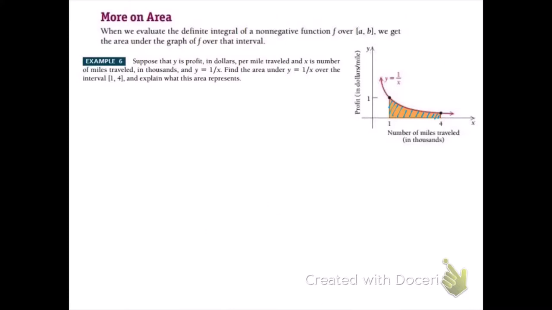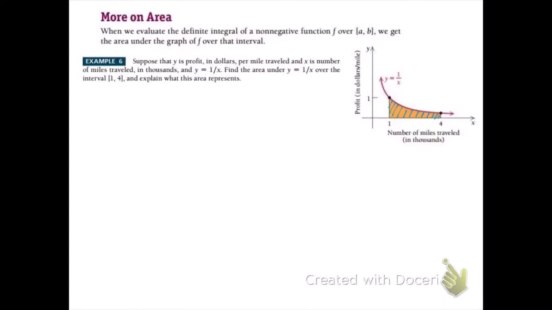So for this example, we're given a function y that represents the profit per mile traveled. And the profit's measured in dollars, and x is measured in the number of 1,000 miles traveled. So here the function y gives us the profit per mile.